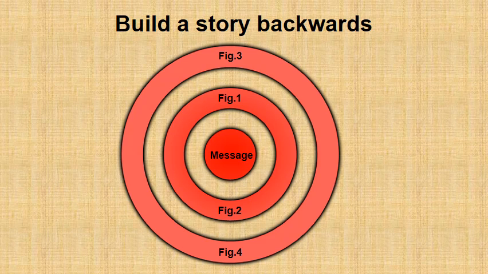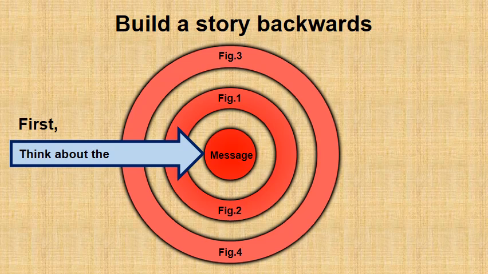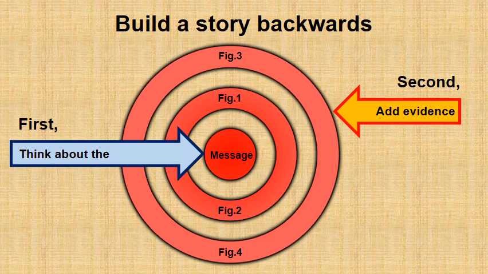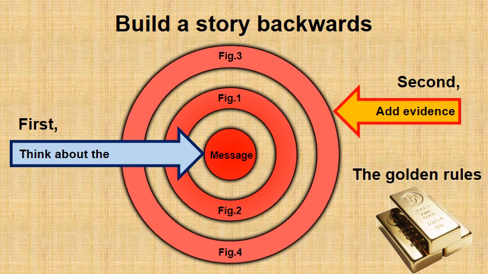Build the story backwards. You know what your data look like before you start making presentations. You should already think about the main message of your data. And only after thinking about what you're going to present, you should start building the evidence one by one. You should just follow the golden rules. The first golden rule says, think about your audience. Not all data or not all evidence should be included in every single talk you have.